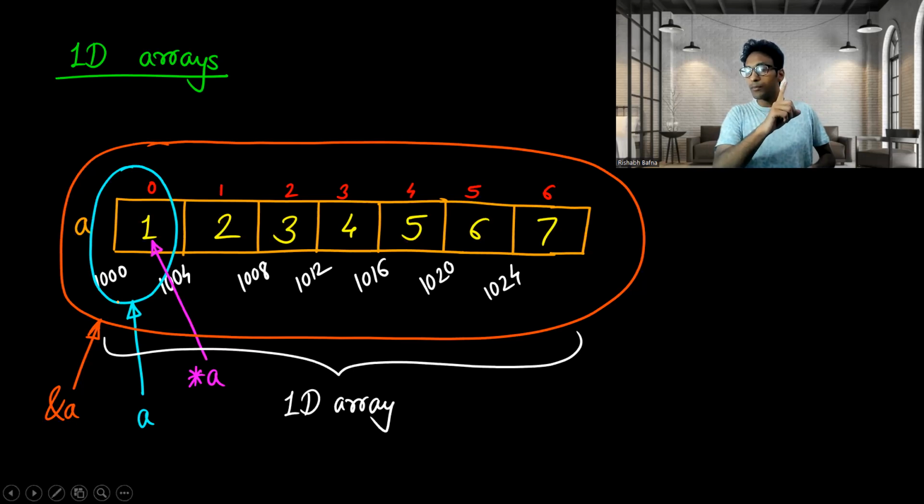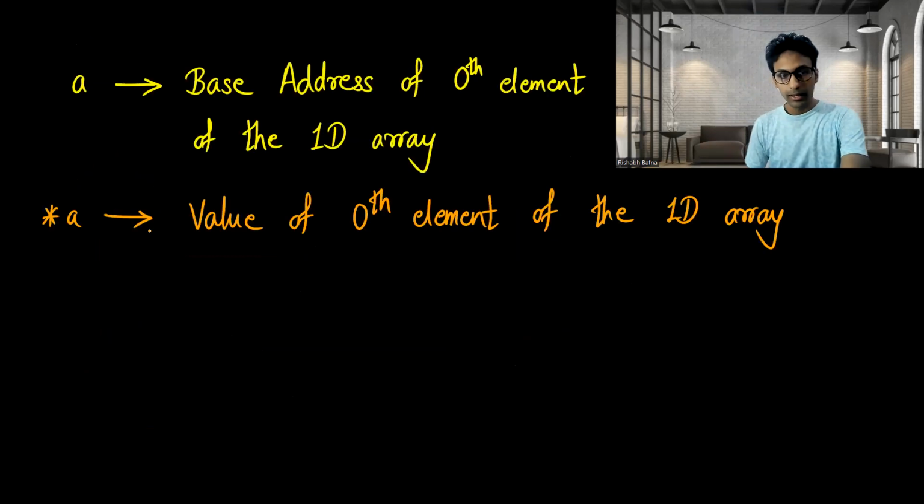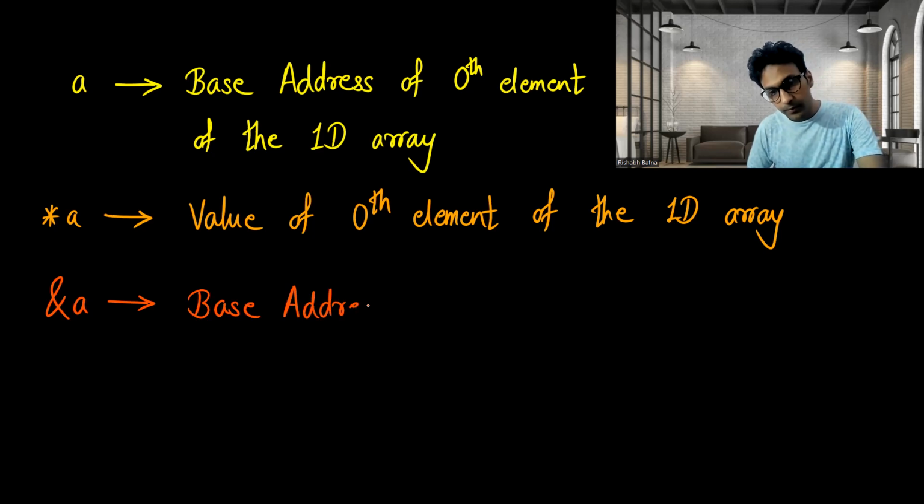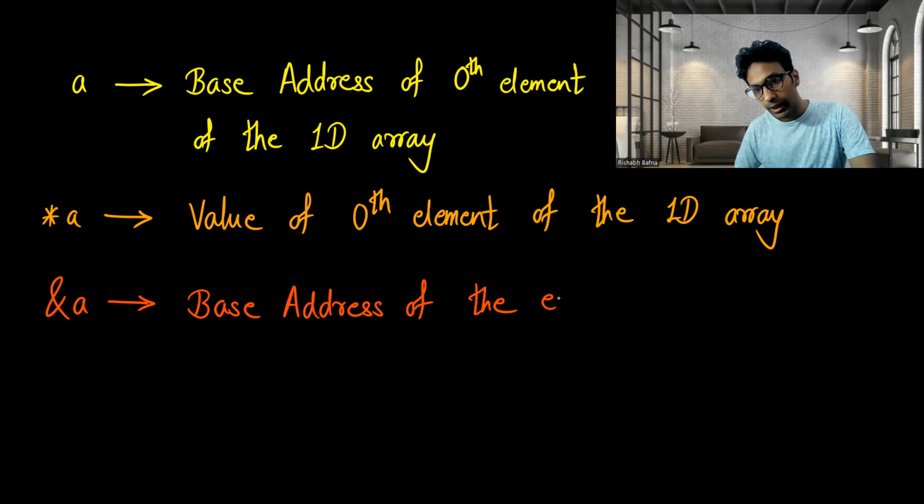A is the base address of the 0th element. If you put &, you will go one level outside. Right now you are pointing to the 0th element. If you put &A, you go one level outside, so you will point to the entire 1D array. Isn't it so interesting? So &A indicates what? Let me state it. &A implies the base address of the entire 1D array.